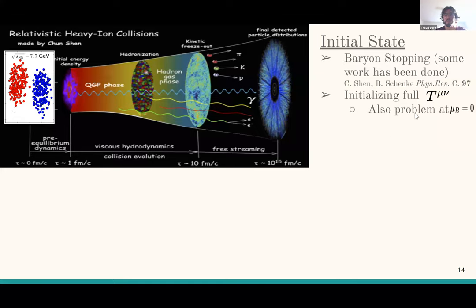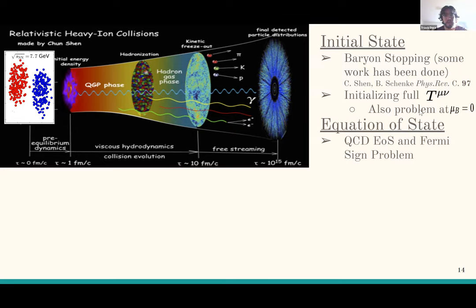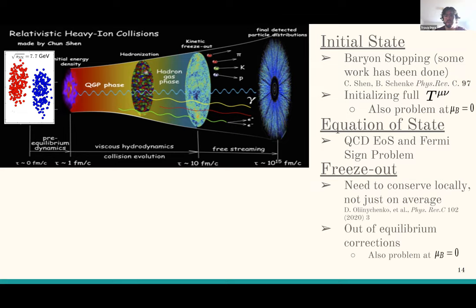And of course, we also need to figure out how to initialize the full T^{mu nu}, which we've already talked about is also a problem at mu_B equals zero. The equation of state is also an area in need of research for going into the beam energy scan. Of course, lattice QCD suffers from the Fermi sign problem if we're trying to calculate the QCD equation of state from the lattice. There are certain ways around that, and we'll talk a little bit about that later. But there's definitely more work that needs to be done there, unless someone is going to solve the Fermi sign problem anytime soon, which I don't think is happening.